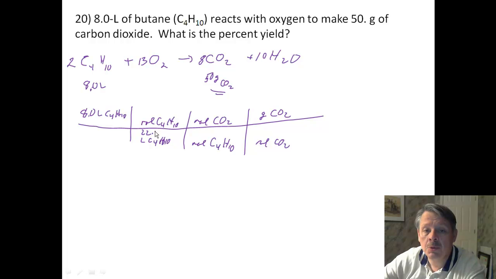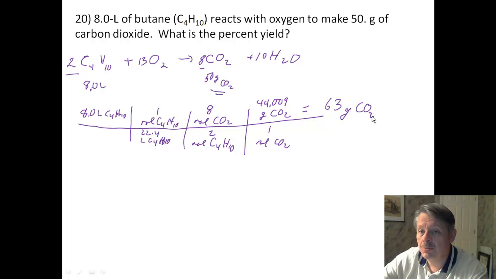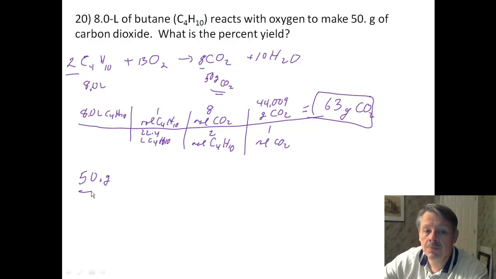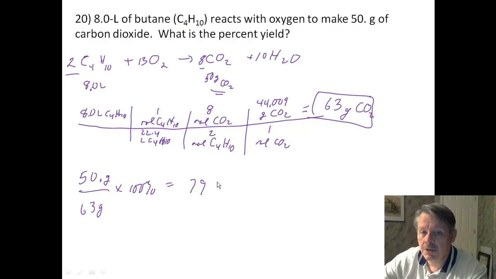Well, I know that there are 22.4 liters in 1 mole, and I've got a ratio of 2 to 8 in my moles of C4H10 to moles of CO2. 1 mole of CO2 weighs 44.009 grams, and when I do the math here, I come up with 63 grams of CO2. So this is my theoretical or my expected yield, and what the problem tells me is that I got 50 grams, and I was expecting 63 grams. I multiply by 100%, and that's going to give me my percent yield, which is 79%. So that's my answer. Right?